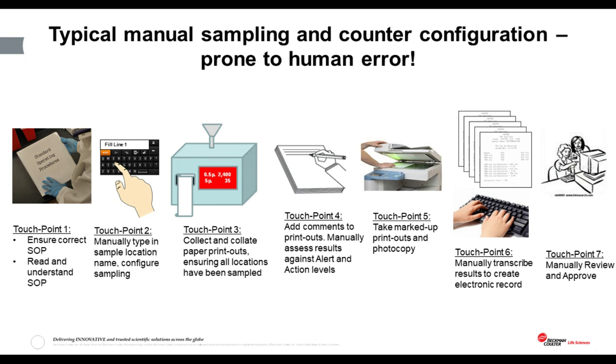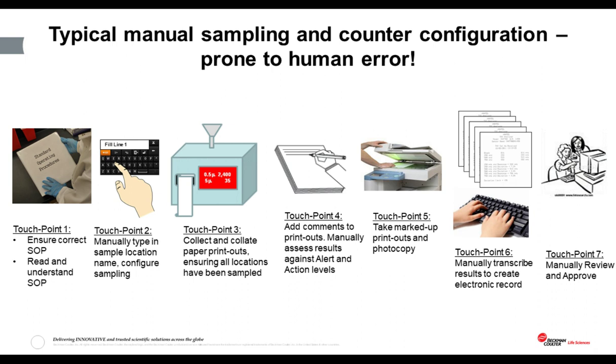Having taken the sample, the next thing they do is print the sample results out from the counter, handwrite comments onto the printout and sign it with their name. By signing it, they're making it attributable to themselves. At the end of each day, they photocopy all the printouts and then manually transcribe the results from each and every piece of paper into an electronic record. And remember, there's typically hundreds of these per day and thousands per month.